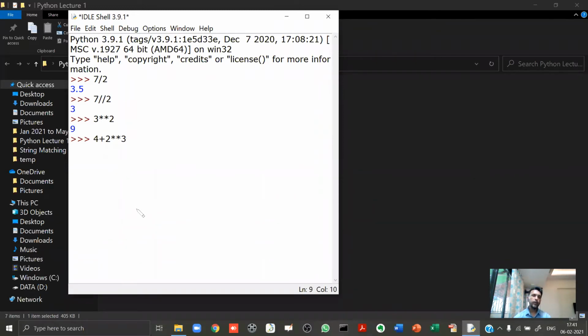All right. So overall, what do you think will happen first? Okay. 4 plus 2 will take place first, or 2 exponent 3 will take place first. So obviously 2 exponent 3 will take place first, and the answer over here will be 12.